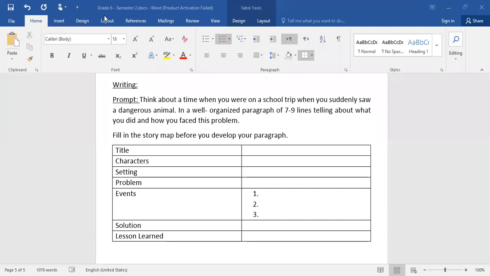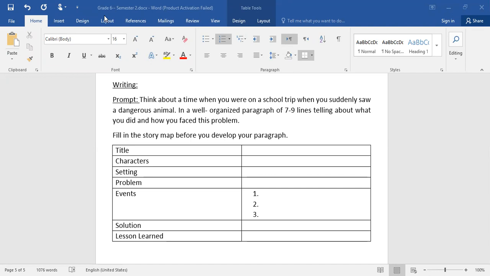What happened? What are the events that took place? First, we separated from the teacher. Second, I got lost and we found a dangerous animal. And third, we started running and panicking a lot. Very good. Okay, what happened next? And then we found a solution: we had these walkie-talkies that we could call the teacher with, so she can come find us.